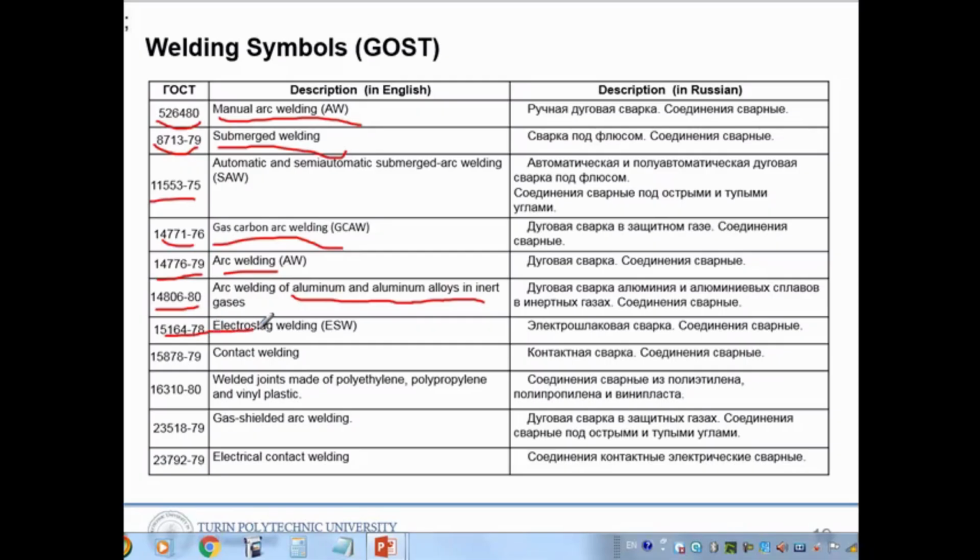And electroslag welding, contact welding, and this one is welded joints made of polyethylene, polypropylene, and vinyl plastic. And this one is gas shielded arc welding. This one is electrical contact welding. Here this one is the Russian description of this code.